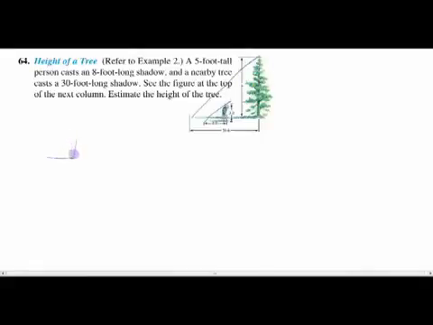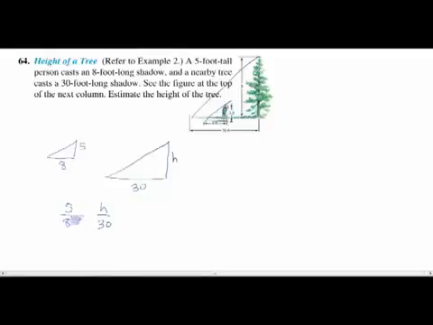If you want to go ahead and redraw them, we have a 5 and an 8 for the person, and for our tree it's causing a similar triangle because the sun is falling at the same angle for the shadow. We have a 30-foot long shadow, and we need to know what the height of that tree is. So we can set up a proportion here. You go 5 is to 8 as h is to 30.